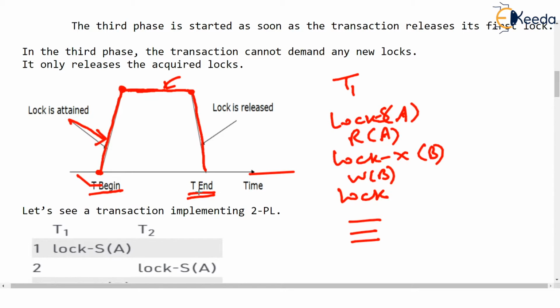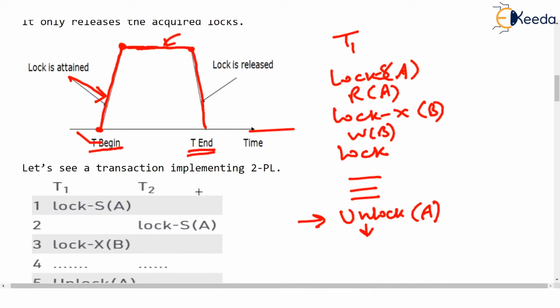But once it calls an unlock operation, suppose unlock A, it should only call unlock operations after this. That means once a transaction has executed an unlock operation on any data item which it had locked before, after this the transaction cannot lock some other data item, let's say D. Locking is allowed only in the growing phase.